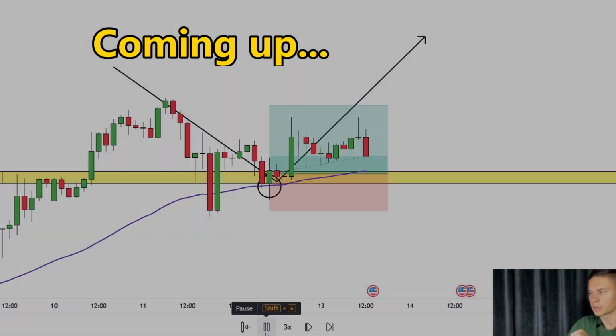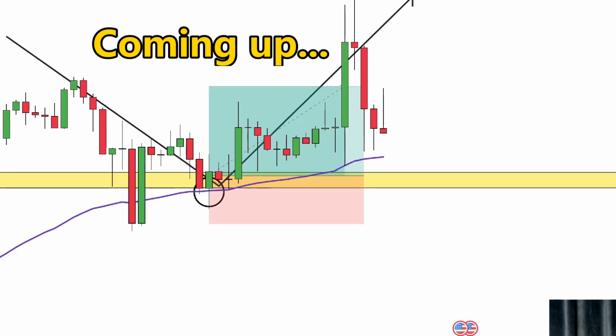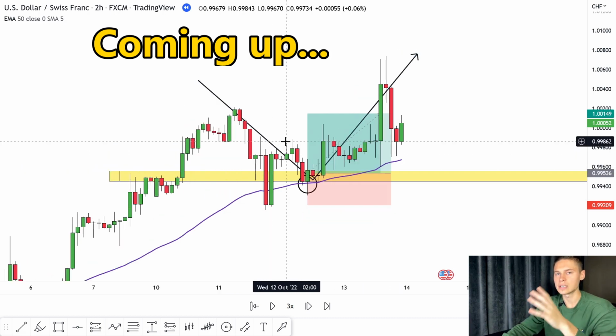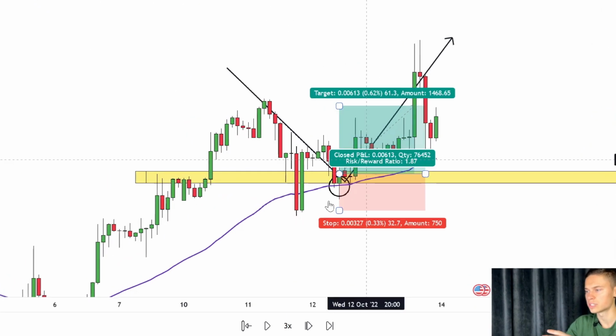The trade is developing pretty nicely, and then boom, our take profit is hit. So simple, clear, easy way to identify support and resistance levels and use it to your advantage.